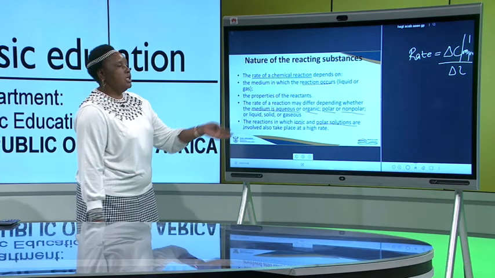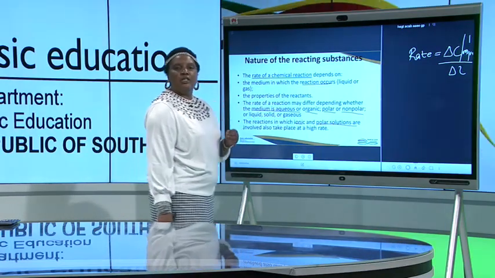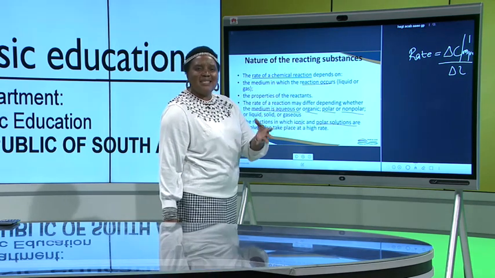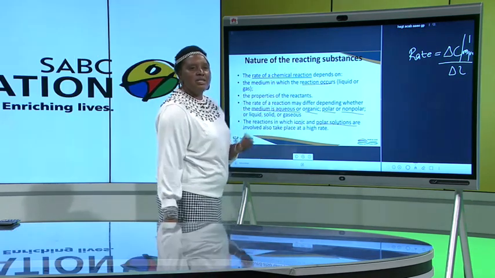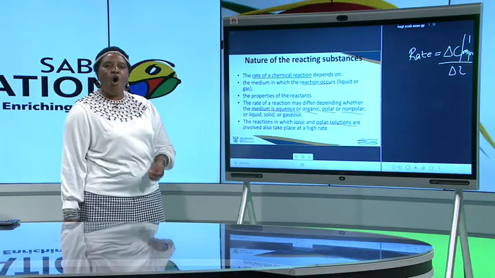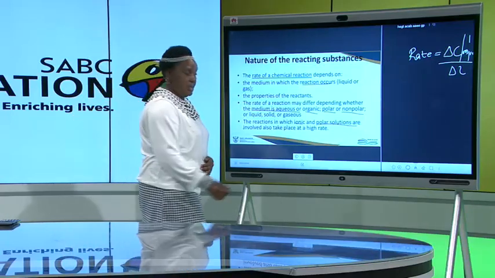The reaction in which ionic and polar solutions are involved will make the rate of reaction higher. In your organic chemistry, you have done organic reactions. And those organic reactions involve covalent bonding. So the reactants that have covalent bonding will decrease the rates of reaction, because it will require more energy in order for the reaction to take place, which is activation energy.